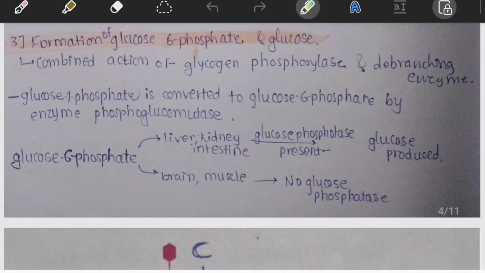Now think about the skeletal muscle. Does the muscle have glucose 6 phosphatase? No. Therefore, the muscle cannot release glucose into the blood. Instead, glucose 6 phosphate immediately enters glycolysis to produce ATP for muscle contraction. Here's the memory trick: liver loves blood and muscle loves itself. Liver shares the glucose and muscle uses its own glucose.